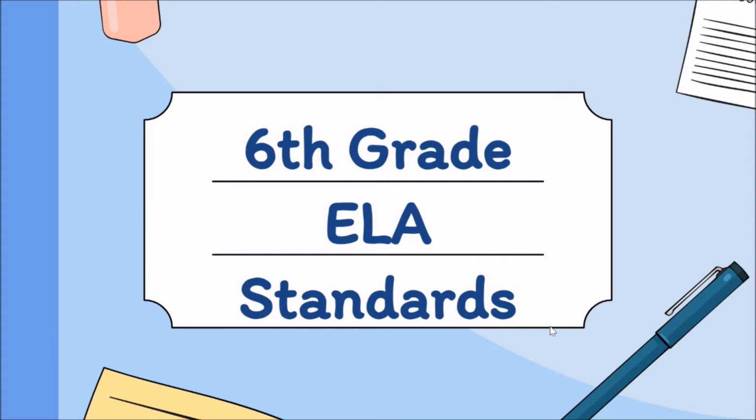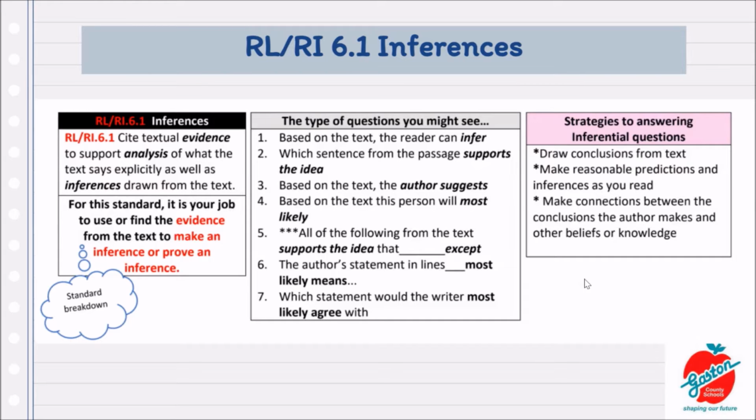So let's look at a sixth grade English language arts standard, for example. Let's look at RL/RI 6.1. This deals with inferencing. If you don't know what the RL is, it is reading literature, and the RI is reading informational text. Okay? So let's look at this particular standard here on the left. Cite textual evidence to support analysis of what the text says explicitly, as well as inferences drawn from the text.